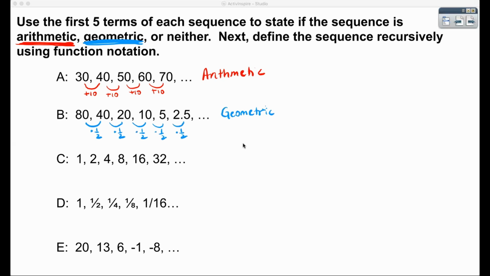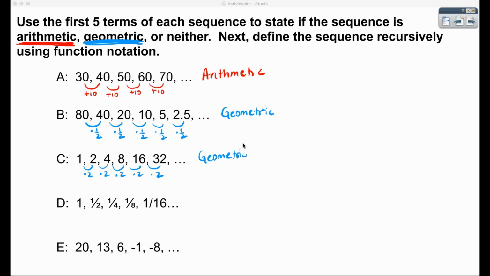C also looks like it's being multiplied by a specific value each time, right? 1 times 2 gives me 2. 2 times 2 gives me 4. 4 times 2 gives me 8. And this pattern continues. So right away I can tell, okay, this is a geometric sequence.